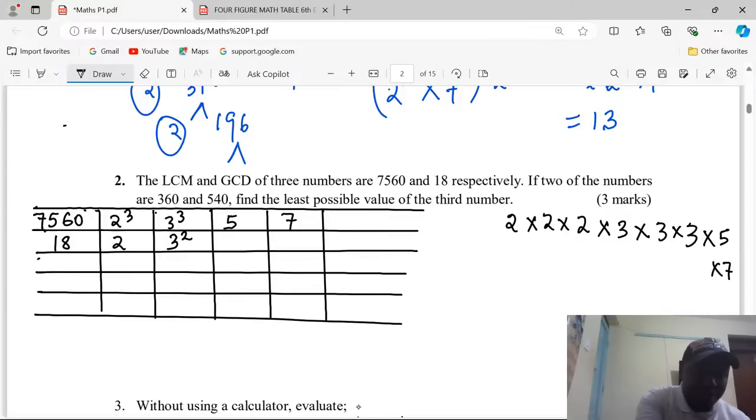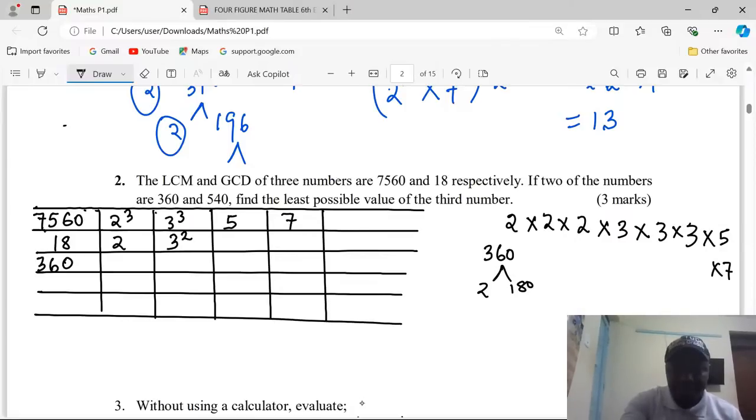We start with the 360. We factorize 360. We can begin by 2 to get 180. By 2 again to get 90. By 2 again to get 45. So 2 is to power 3. Then now we divide by 3, we get 15. And by 3 again, we get 5. So this will be 3 squared, then 5.